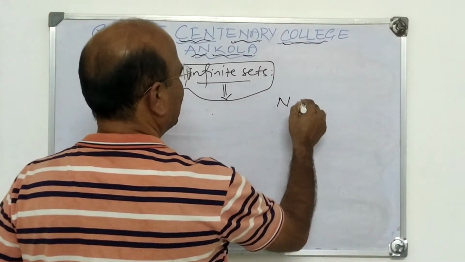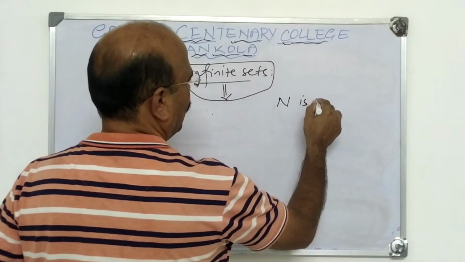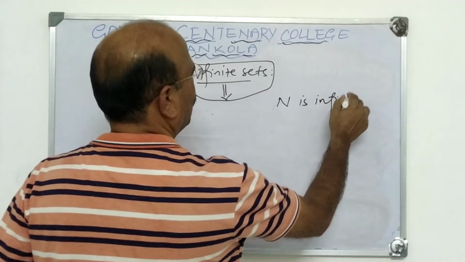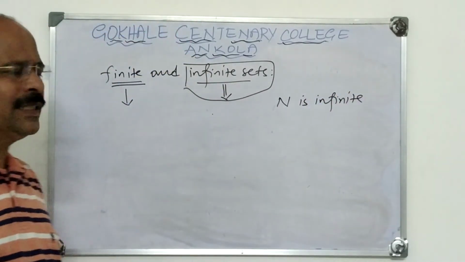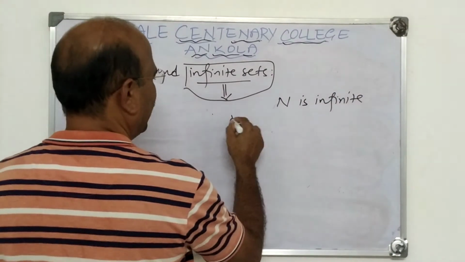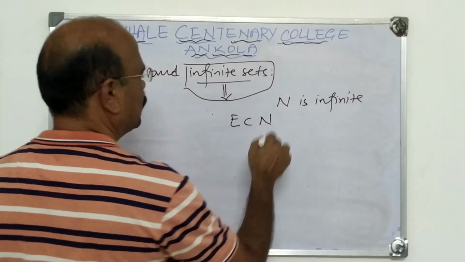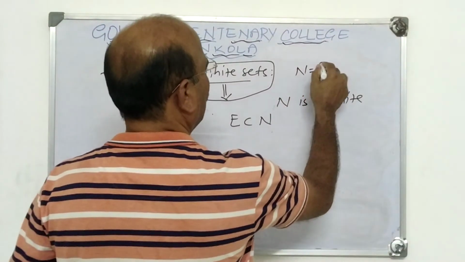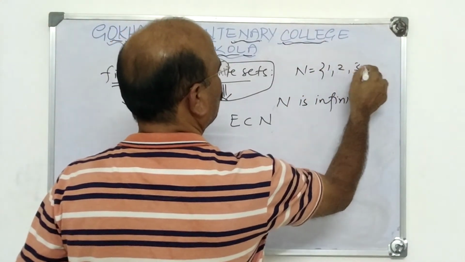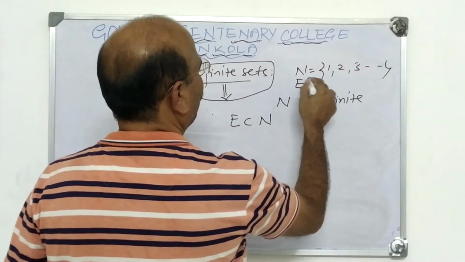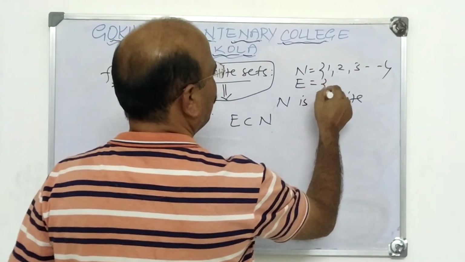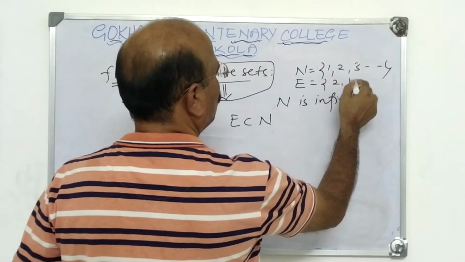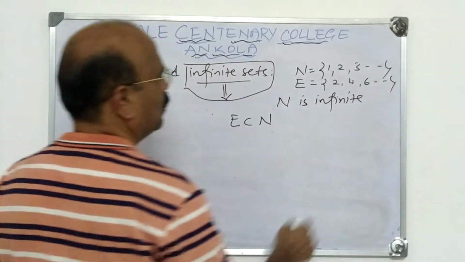I say N is infinite. What is N? The set of natural numbers. It is infinite because take the set of all even integers. N means natural numbers. You know this is a set 1, 2, 3 like this. And E, what is E? E is the even integers. It consists of 2, 4, 6 and so on.